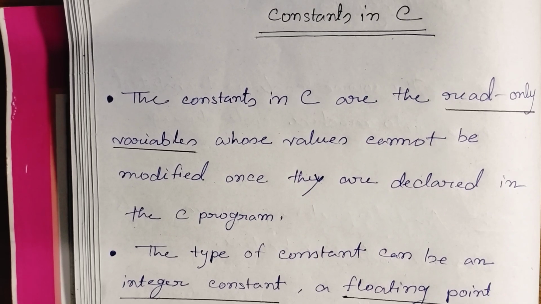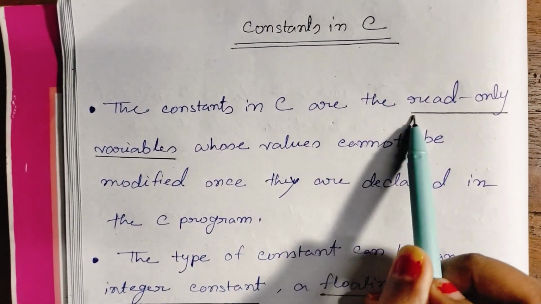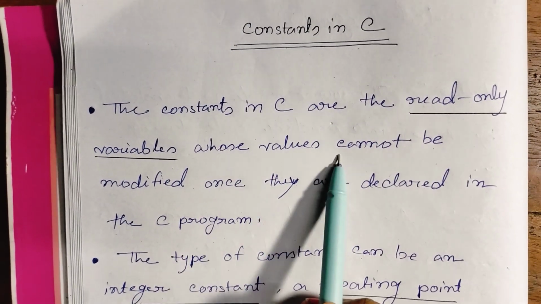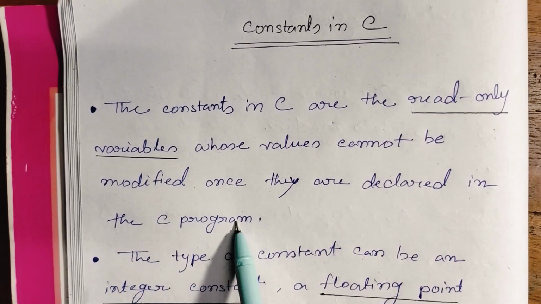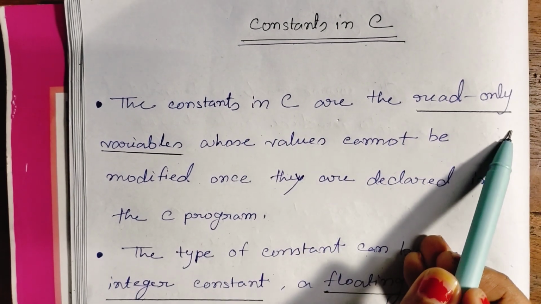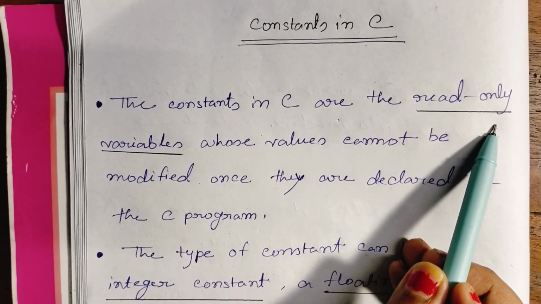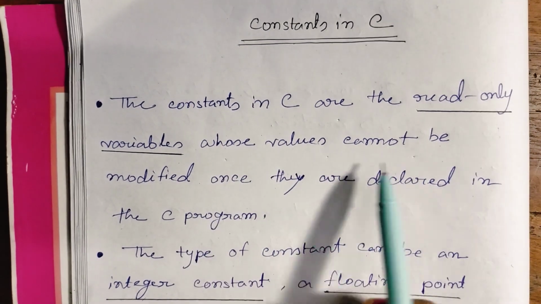Hello everyone, so today we will discuss constants in C. The constants in C are read-only variables whose values cannot be modified once they are declared in the C program. You can only read them, they cannot be modified.